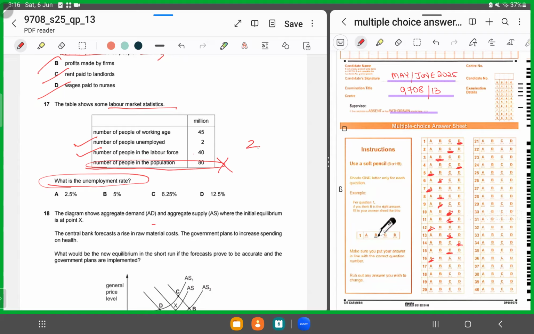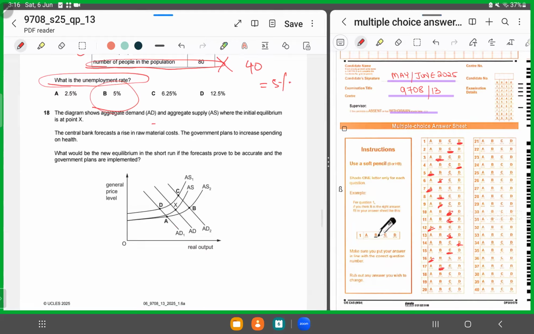We'll pick 2 as the numerator, the number of people unemployed, divided by the total number of people in the labor force, and we'll multiply it by 100 and we'll arrive at 5%. So for 17, we'll shade in B as the correct answer. Moving forward, MCQ number 18.